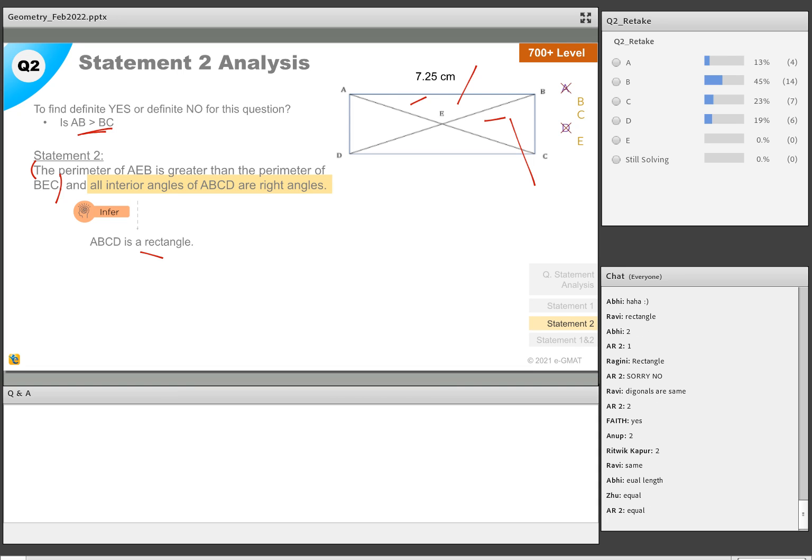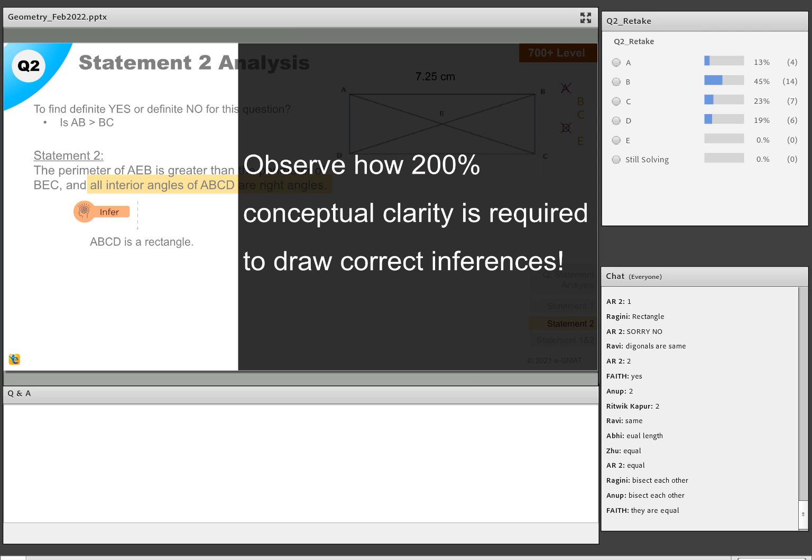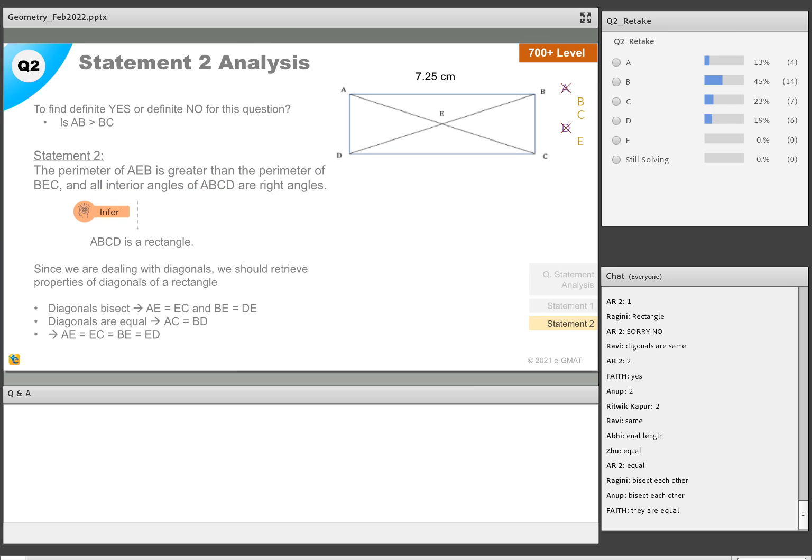Equal length. Also, they bisect each other. Don't forget that one as well. They are equal length and they bisect each other. What does that mean? In simple words, this is equal to this, is equal to this, is equal to this. AE equal to EB equal to EC. Why is that important? With that information, now talk about calculating the perimeter.